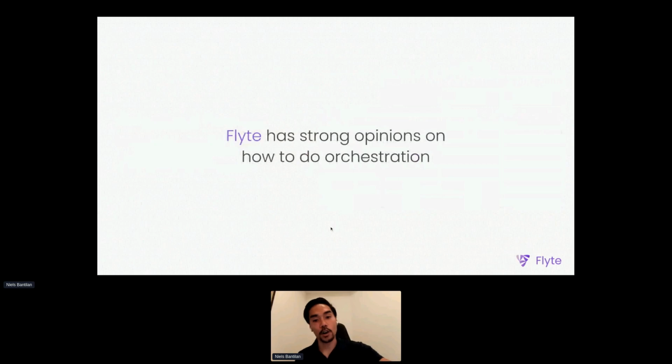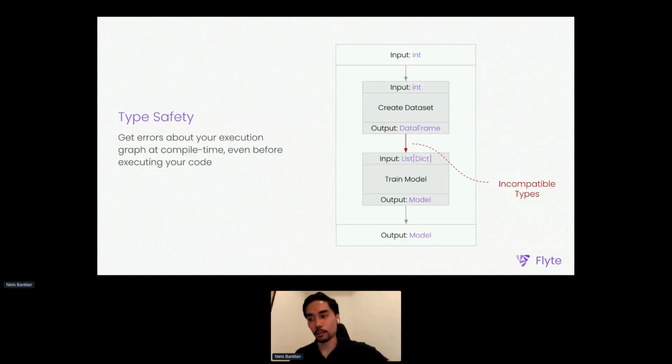Flyte also has very strong opinions on how to do orchestration. So for example, type safety is a very important aspect, where because Flyte requires you to use Python's type annotations, Flyte also has SDKs in other languages that have types. But in Python land, it respects those type annotations such that if I try to compose this workflow together, the Flyte compiler will say, hey, these types don't match.